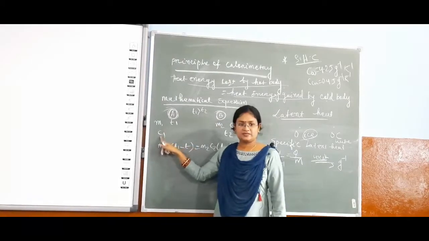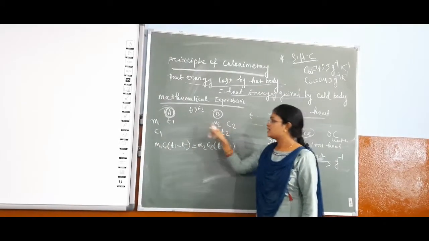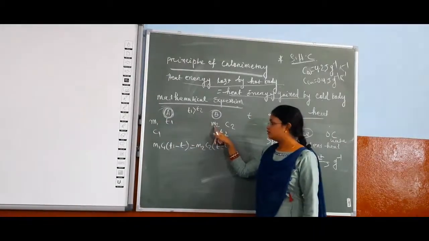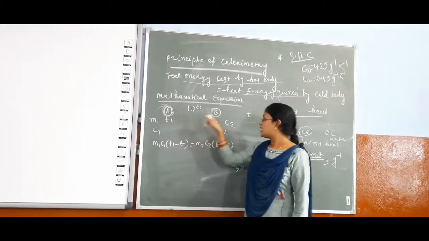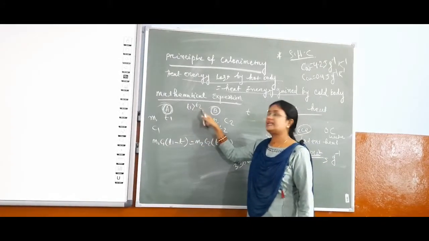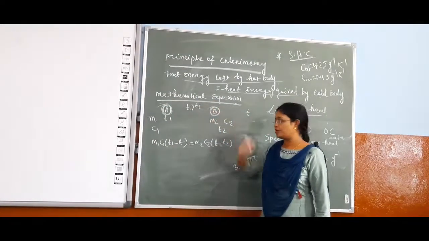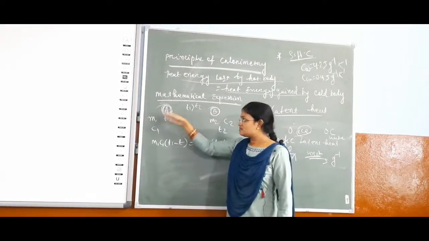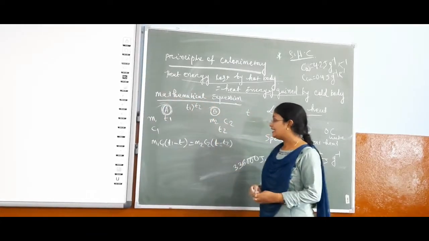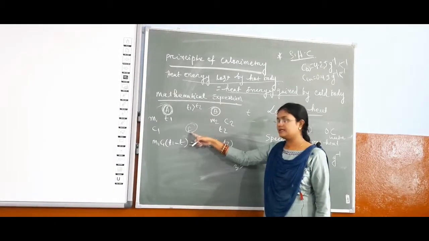So I have taken two substances A and B. They have specific heat capacities C1 and C2, masses M1 and M2, and initial temperatures T1 and T2. Here T1 is greater than T2, that means A is the hot body and B is the cold body. When I mix A with B, let the mixture temperature be T.